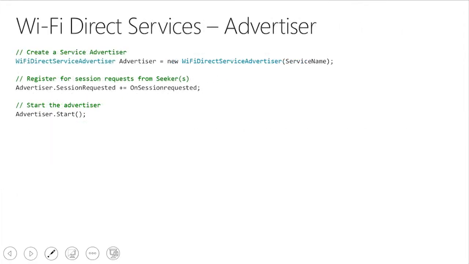So similar to the Wi-Fi Direct API concept, the Wi-Fi Direct services has an advertiser that publishes a service over Wi-Fi, and the seeker basically discovers this service and connects to it. Let's take a look at what it takes to start an advertiser. To start an advertiser, we instantiate an object of the Wi-Fi Direct service advertiser class. We pass in the service name as a parameter to this class's constructor. Next, we assign a callback to the session requested event handler on the advertiser, which gets fired whenever a seeker tries to connect to your service. The final step in publishing a service is to call start on the advertiser. That's it. You now have a service ready for accepting incoming connection requests from other seekers.